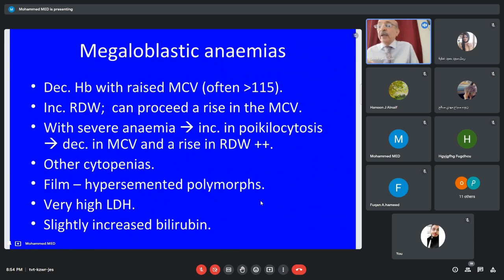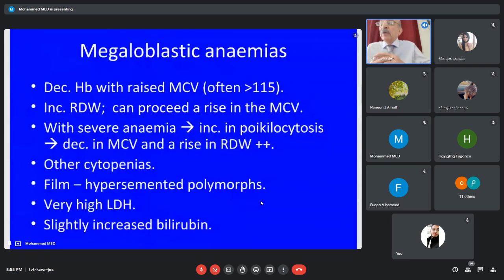Why is the LDH high in megaloblastic anemia like B12 deficiency? Because we said these cells will break down quickly. Okay, and the LDH is an enzyme which is present inside the cells, so it will be released in the circulation, and the LDH will go up. So LDH is very high in hemolytic anemia and moderately high in megaloblastic anemia.